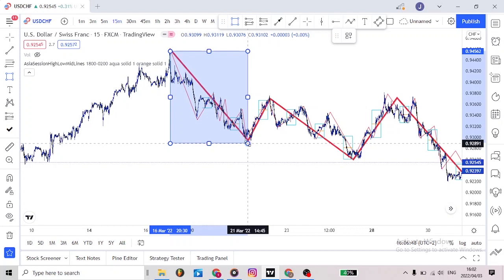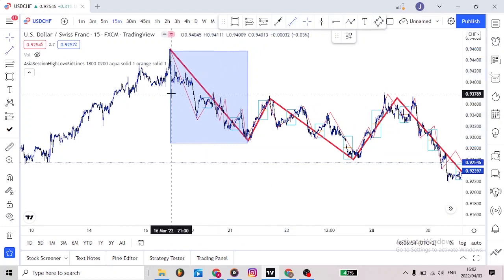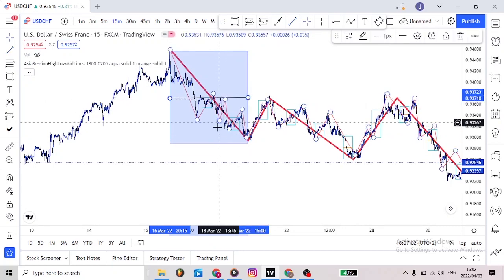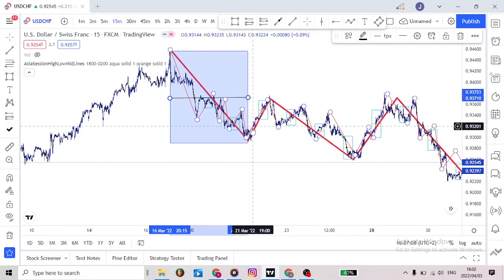Okay, it's back now. Let's say we have that range. This is our range. In our range, we mark the 50%. This here should be the 50%. Below here, when the market starts pushing upwards, this is where we're going to be looking for our buys.